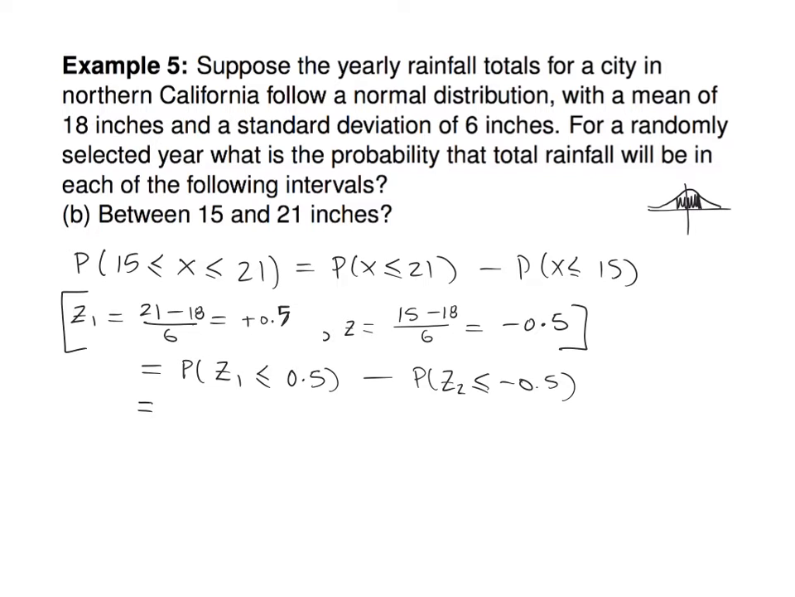So find the first one. Look at your table, look at the positive side. What's the less than 0.5? 0.6915, great. And the other side, find negative 0.5. You beat me to it. 0.3085. And that works out to be, good job.